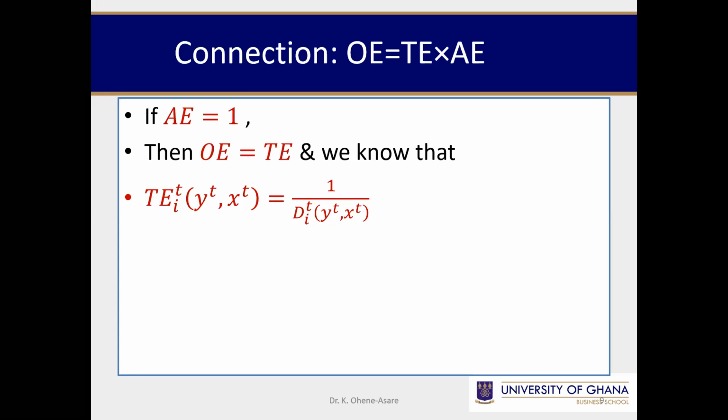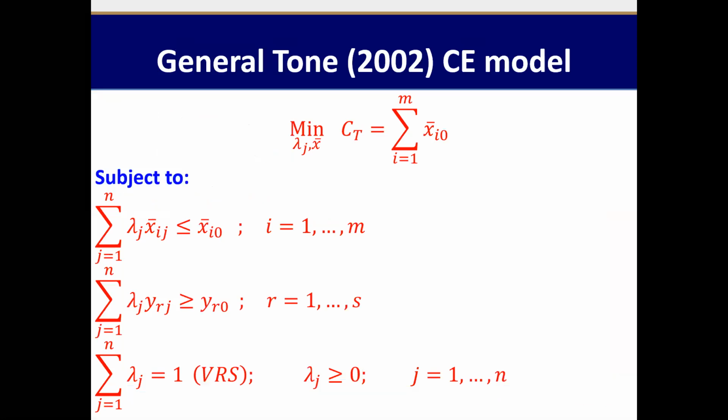Because remember, cost efficiency is technical times allocative. So if allocative is 1, then it means that for cost efficiency to be 1, the technical efficiency must be 1. That's the simple principle that you are seeing.